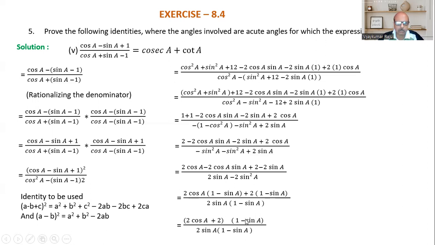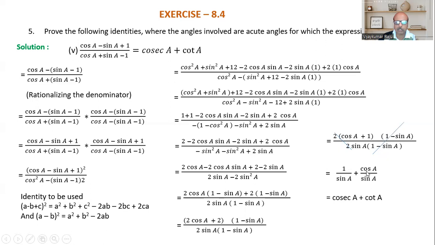Now you see these two get cancelled. I've written this. This 2 cancels. These 2 also cancel. You are left with cos A plus 1 upon sine. So I can write this as 1 upon sine plus cos upon sine. 1 upon sine is cosec and cos upon sine is cot. This is what you have to prove.